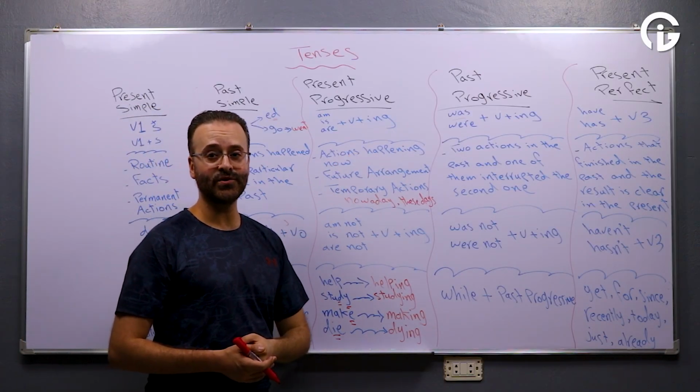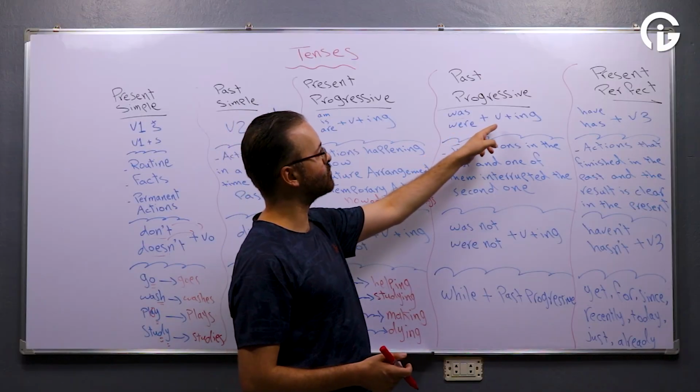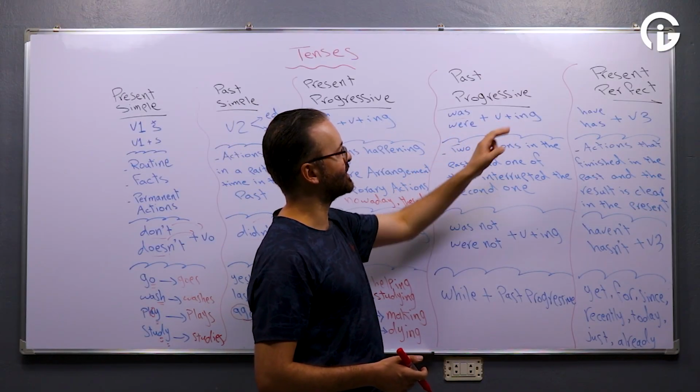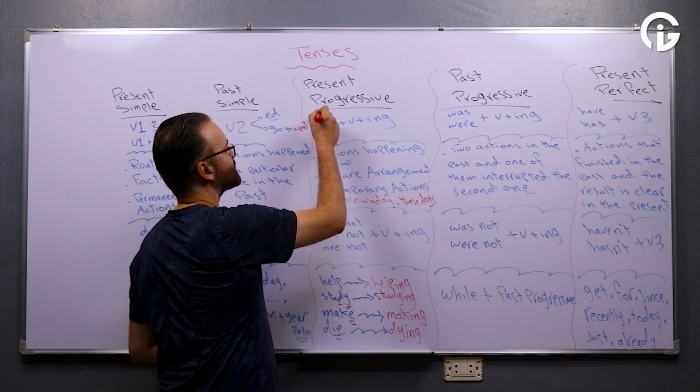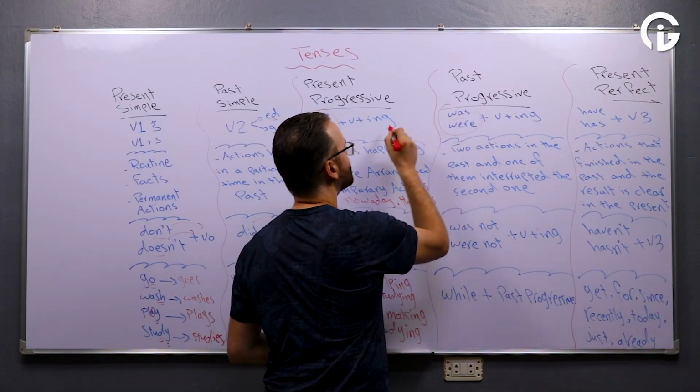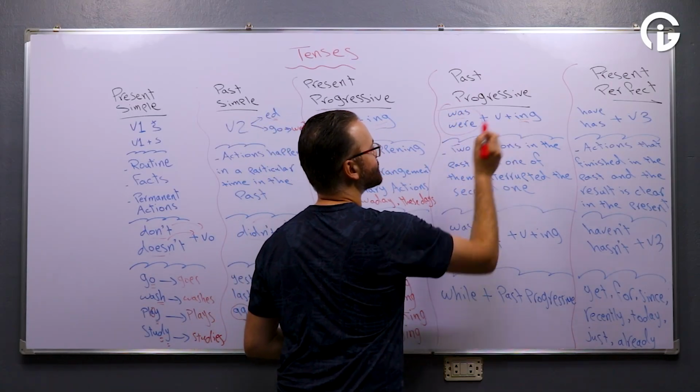Were with we, you, or they. After was or were, we always add ing to the verb. And don't forget, after am is are. After was were, we add ing to the verb.